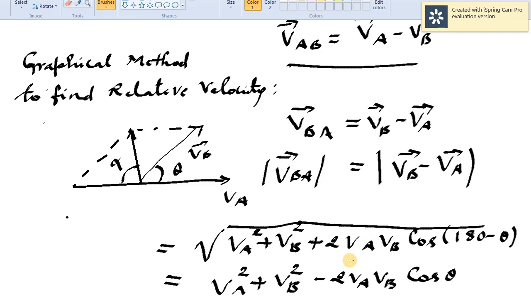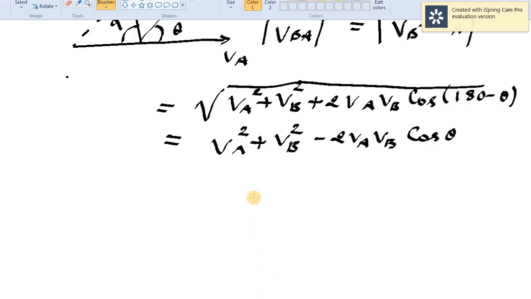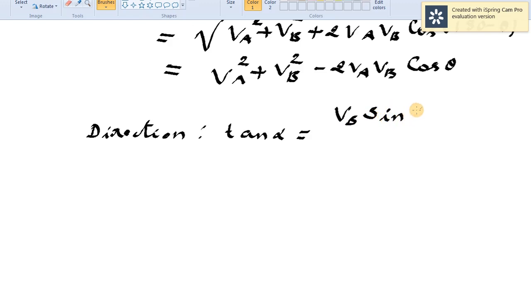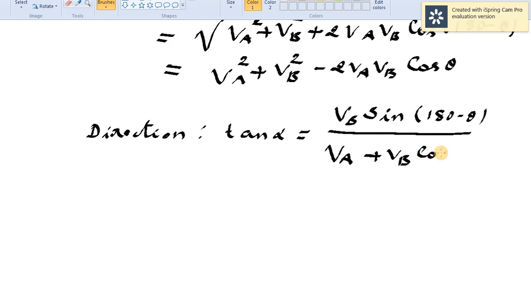So, we are in fact taking the angle here, this is in fact V A. So, we are taking the angle between this and this, and this, that is 180 minus theta. So, similarly the direction is given by tan alpha. So, going by the formula, V sub B sin 180 minus theta whole divided by V sub A plus V sub B cos 180 minus theta.